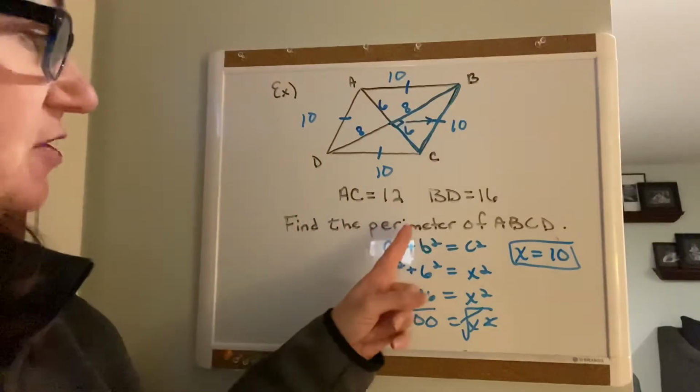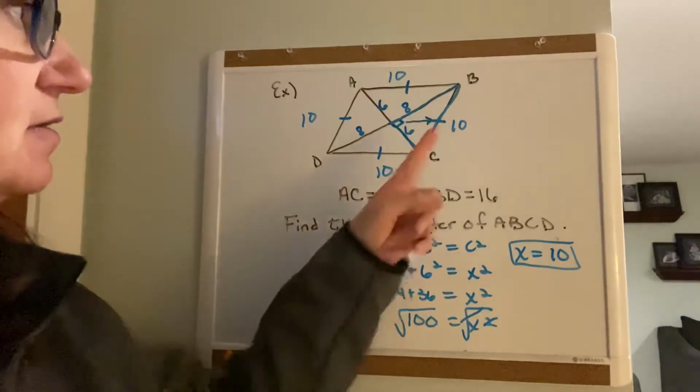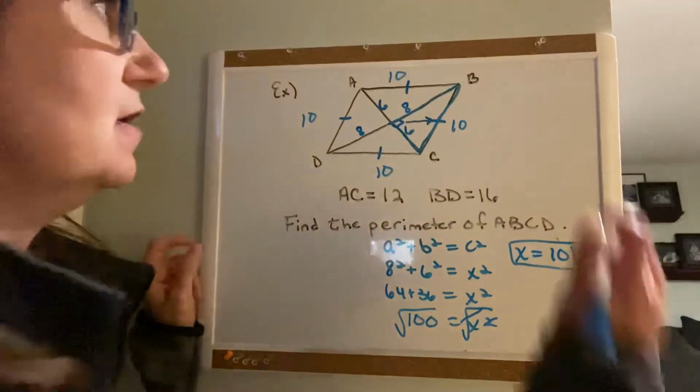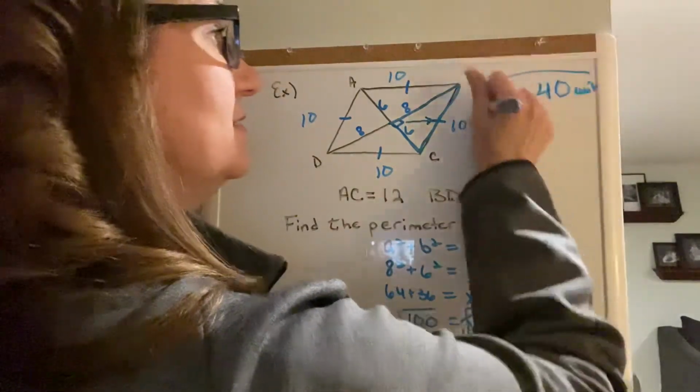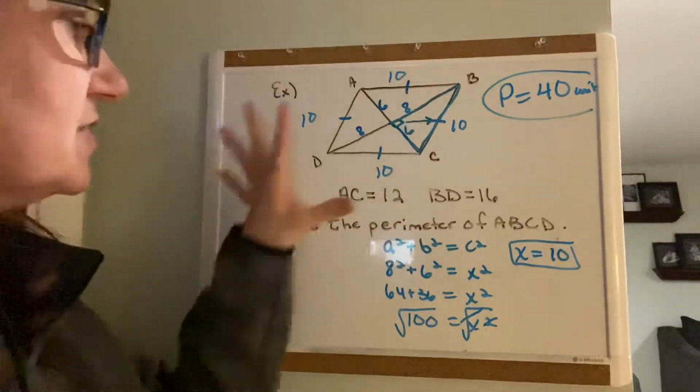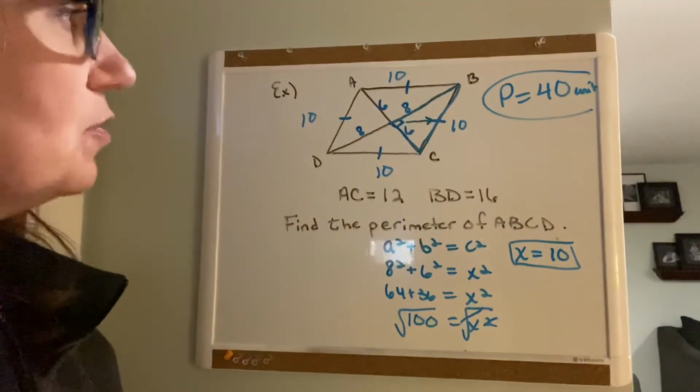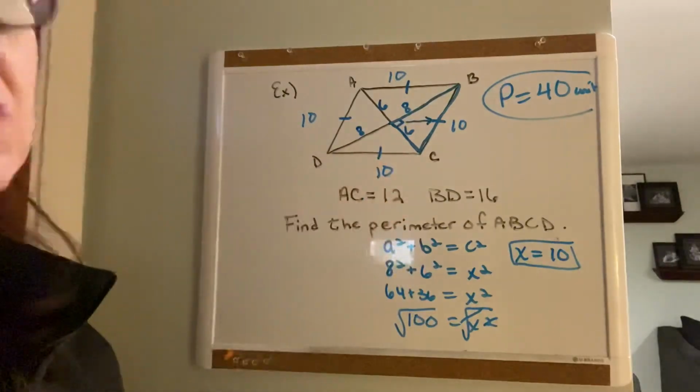And then we want to finish the problem by finding the perimeter. So 10 times 4 is 40. So the perimeter of this rhombus is 40 units. And there's your answer. So sometimes you're going to need the Pythagorean theorem when you're working with a rhombus because the diagonals are perpendicular.